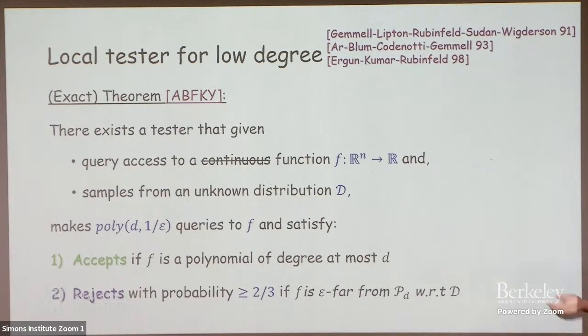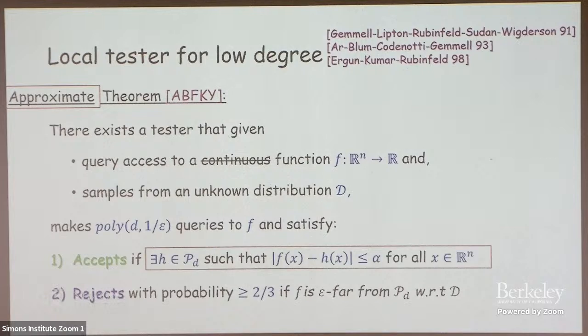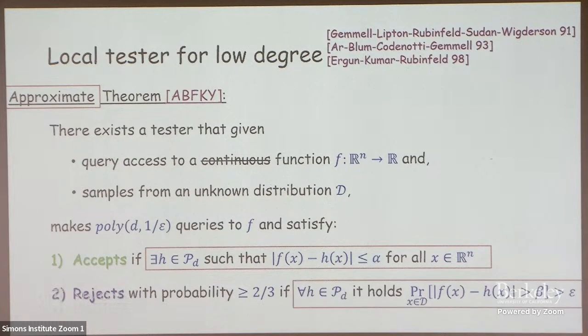Sometimes we can't really query real values. Maybe our machine can't represent them. So we also want to show an approximate tester. Approximate testing settings were already defined in early works. It just means that now we want to accept the function if there is some lower degree polynomial that approximates it well at every point. And we reject if, on some epsilon mass, it is far from every lower degree polynomial.